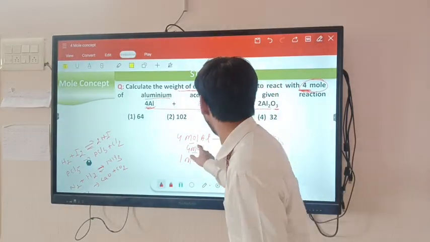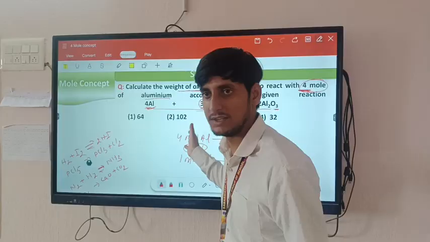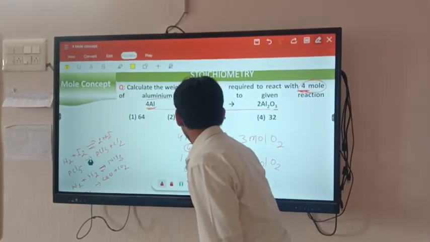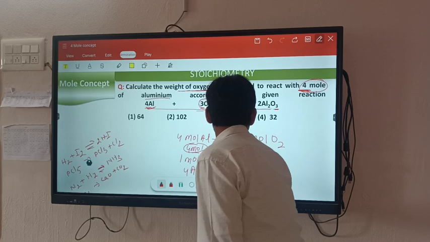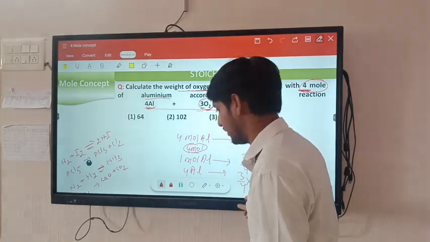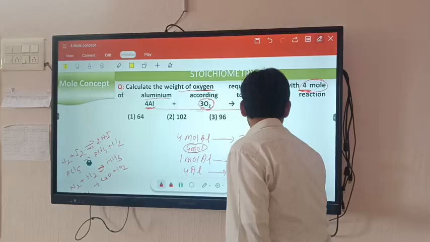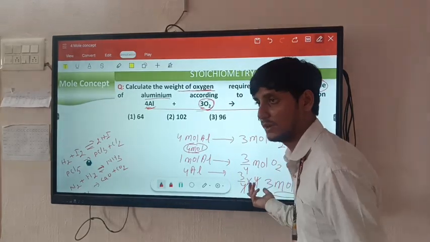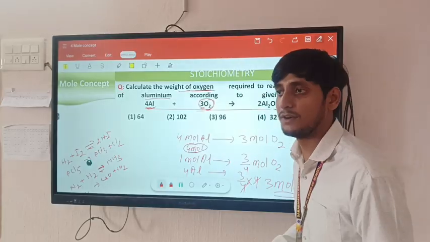And they give 4 mole. In the given data it is 4 moles, right? So 4 mole aluminium, 3 by 4 multiplied by 4, means 3 mole oxygen. 3 mole oxygen. And what is the molecular weight of oxygen?